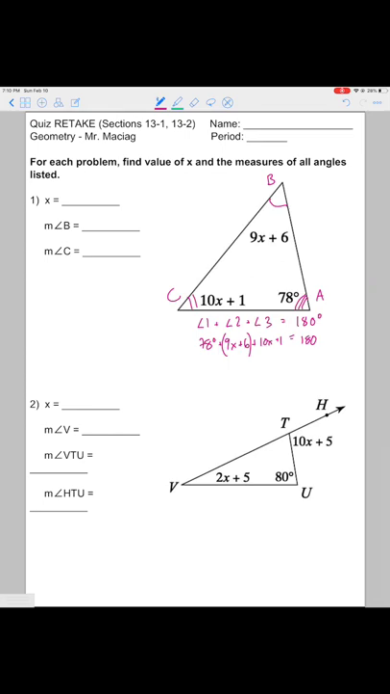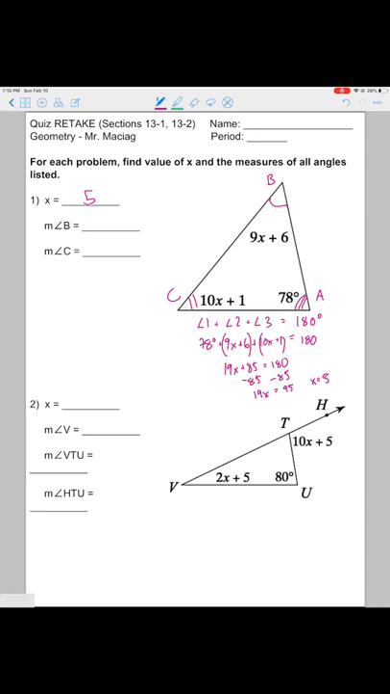We can see the 3 things we're adding together. Let's combine like terms. We get 19x. And then if we combine the numbers, we get 79 plus 6, so 85 equals 180. We subtract 85, so we get 19x equals 95. And if we do that math real quick, we will get x equals 5. So we know x equals 5.